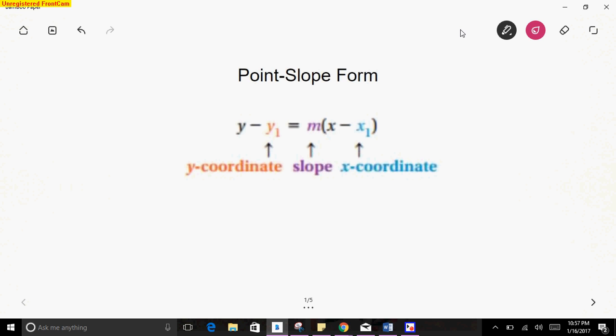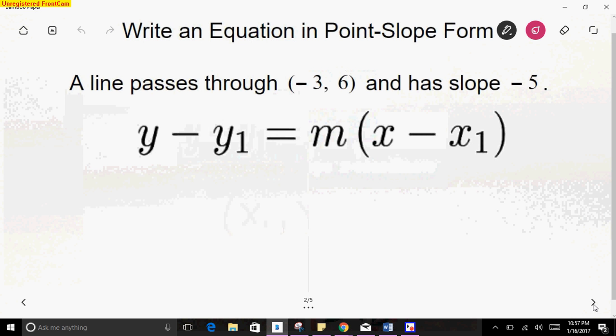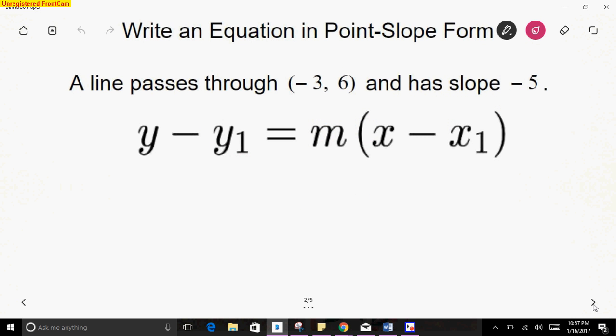We call this point-slope form. So in point-slope form, our first y and our first x will always just be the letters x and y. Our x1 is the x-coordinate in our ordered pair, and our y1 is the y-coordinate in the ordered pair. And just like before, our slope is represented by the letter m. So the first thing we're going to do is just practice writing equations in point-slope form.